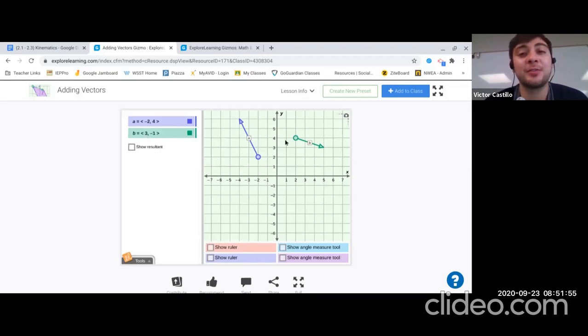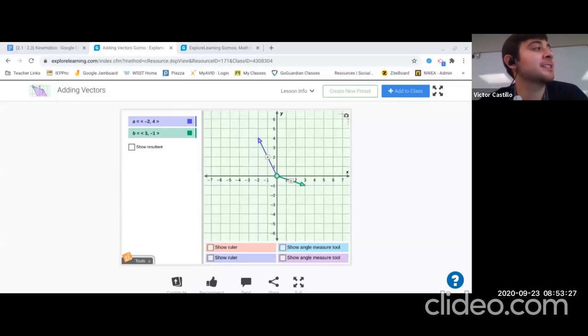See that? 3, -1. So always start at the origin where you start off, and then go to the tip of the arrow, the tip of the vector. That's how you find the coordinates.